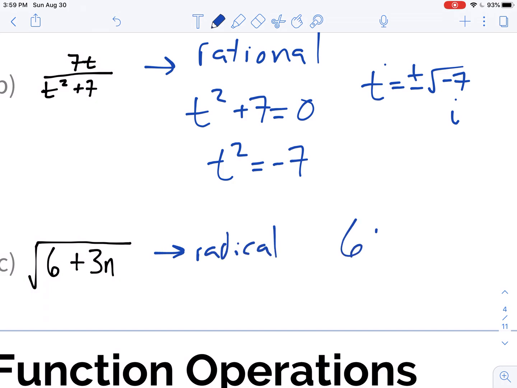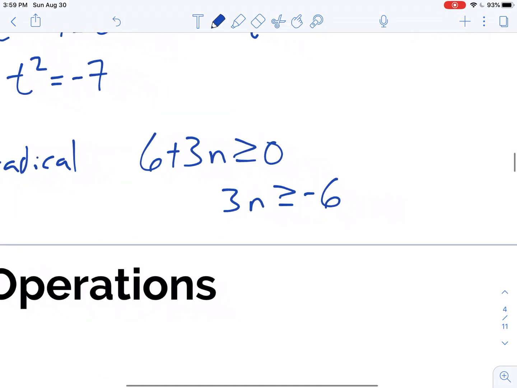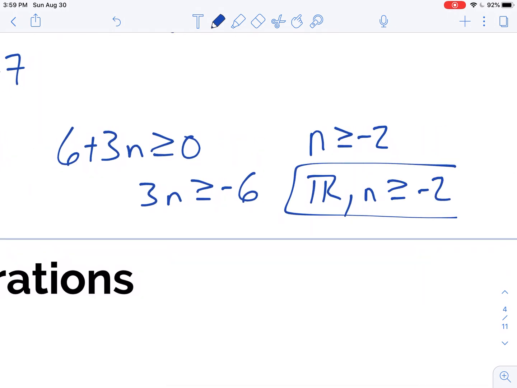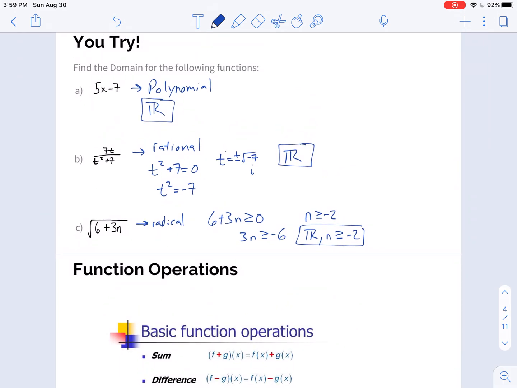I say 6 plus 3n greater than or equal to 0. 3n greater than or equal to negative 6. n greater than or equal to negative 2. So it's all real numbers where n is greater than or equal to negative 2. And there you go. There's my mathematician slang answer. And there's plenty of ways you can answer that, but again, I go with the mathematician slang.